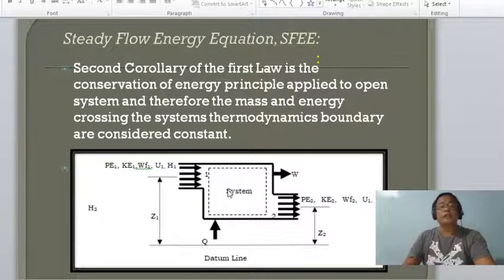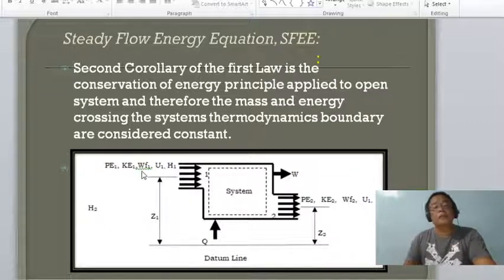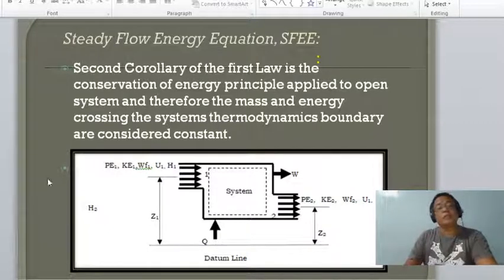Considering the illustration below on the slide, we will notice that the energies discussed in the first part of the topic are now present in the system. For example, at point 1 there are potential energy, kinetic energy, flow work or flow energy, internal energy and enthalpy. And take note that Q is also included. Same as for point 2.